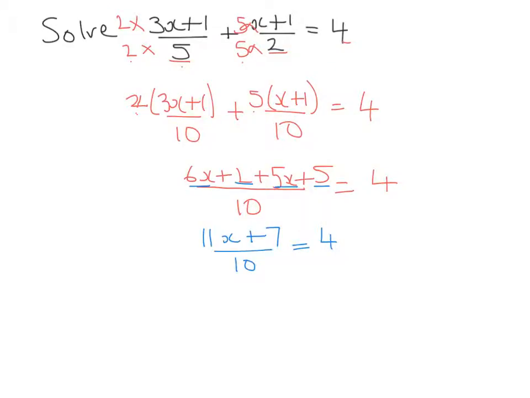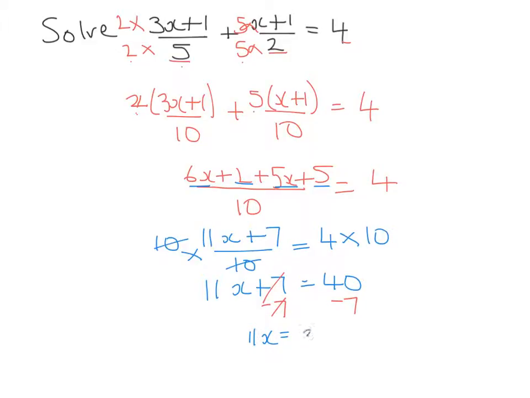I'll get rid of the denominator now by multiplying by 10 on both sides. 4 times 10 is 40 and the 10 on this side will cancel out, and that'll leave me with 11x plus 7. Now if I minus 7 on both sides, plus 7 minus 7 cancels out, and 11x is equal to 40 minus 7, which is 33. Now if I divide by 11 on both sides, the 11s will cancel out. 33, how many 11s is 3? So x should be equal to 3.